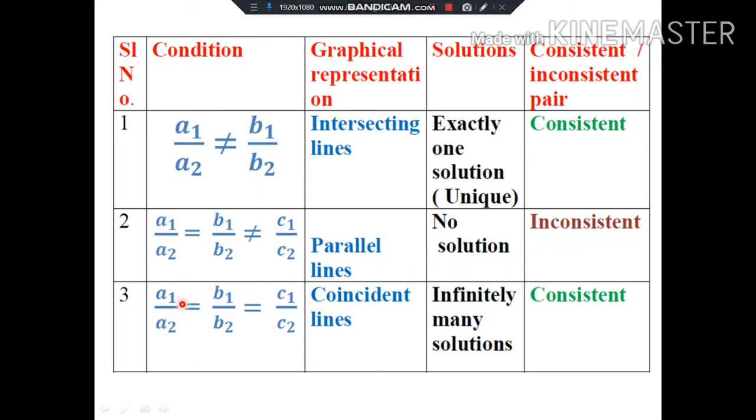Let us see the third condition. If a1 by a2 is equal to b1 by b2 is equal to c1 by c2, the ratios are all equal, then the lines are coincident. So coincident lines means it will have infinitely many solutions. Therefore, the equations are consistent. Dear children, you can see here when there is a solution, we call the equations consistent. If there is no solution, then the equations are inconsistent.